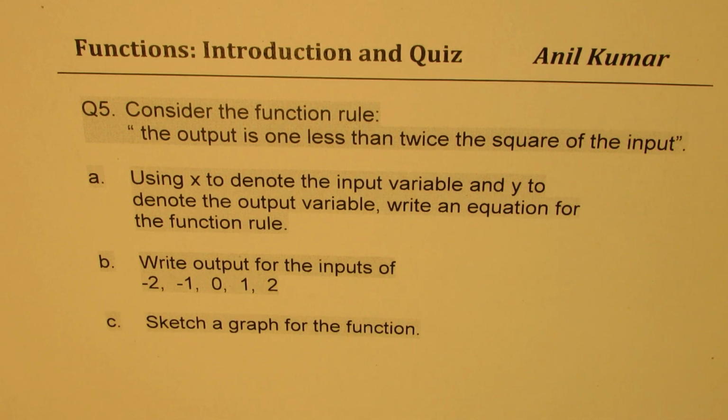Here is the last question, question number 5. Consider the function rule. The output is 1 less than twice the square of the input. Use x to denote input variable and y to denote output variable. Write an equation for the function rule.